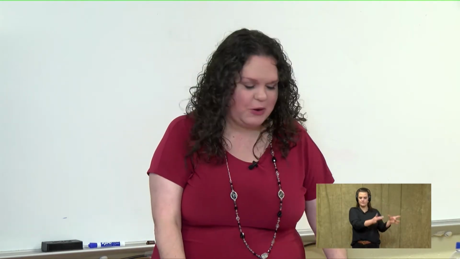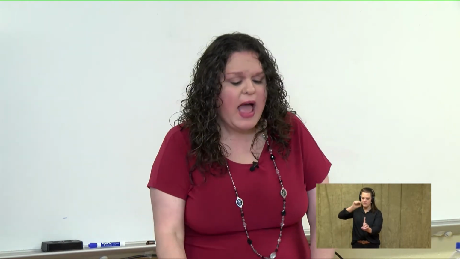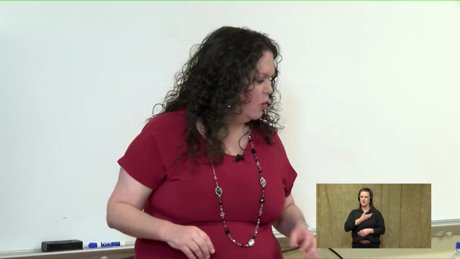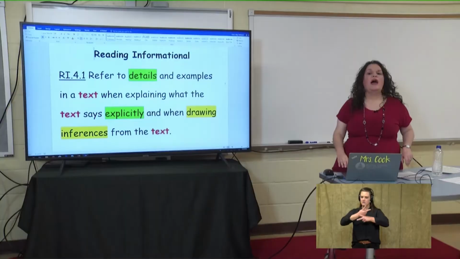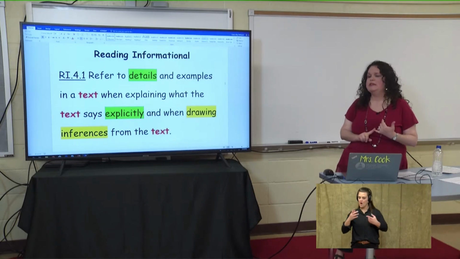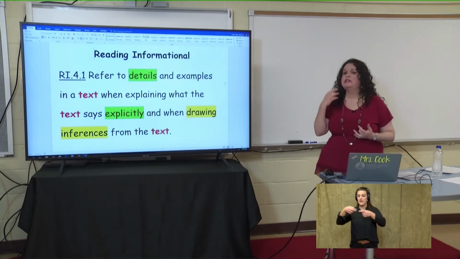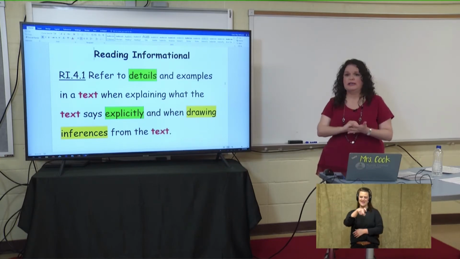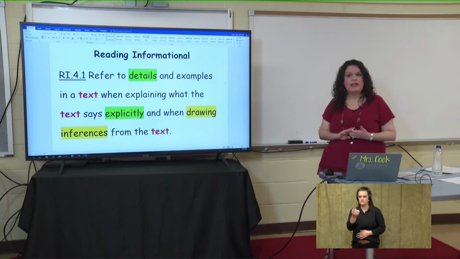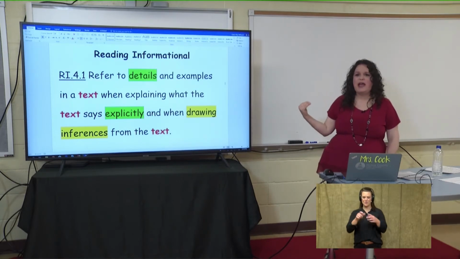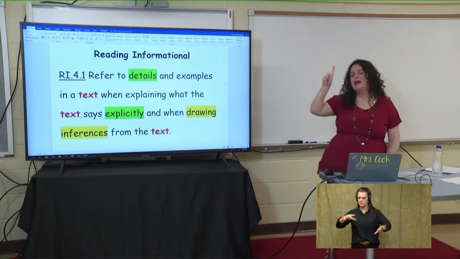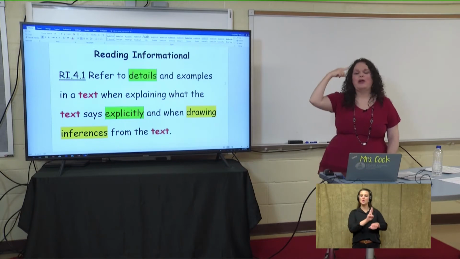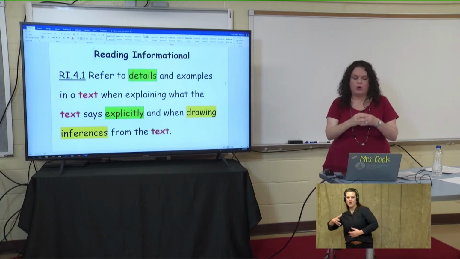Now, ladies and gentlemen, boys and girls, we're going to look at our standard, which is so important because that is our objective, that is what we're focusing on, and that is also where we want to make sure that we are examining a little bit closely. And you can see that we are using the details and examples within a text when we are explaining what the text says explicitly. That's when the author tells us, and when drawing inferences from the text. So when the author just doesn't come out and say it, we need to use evidence from the text as well as what we already know to come up with a conclusion or an inference.